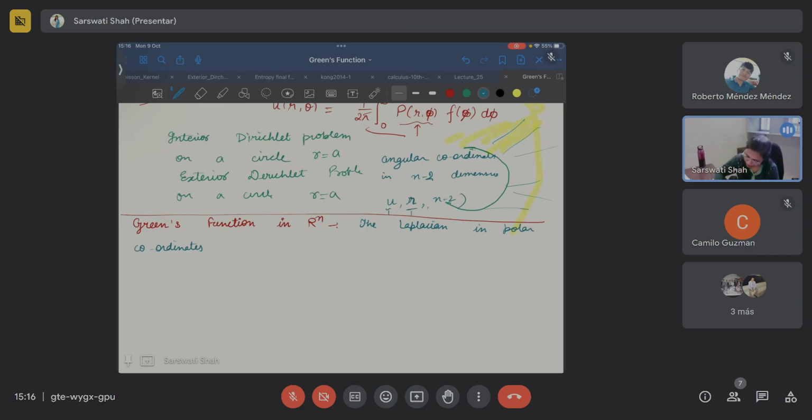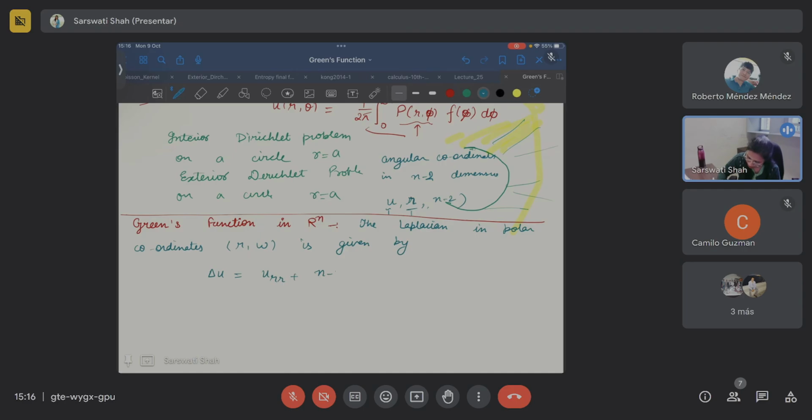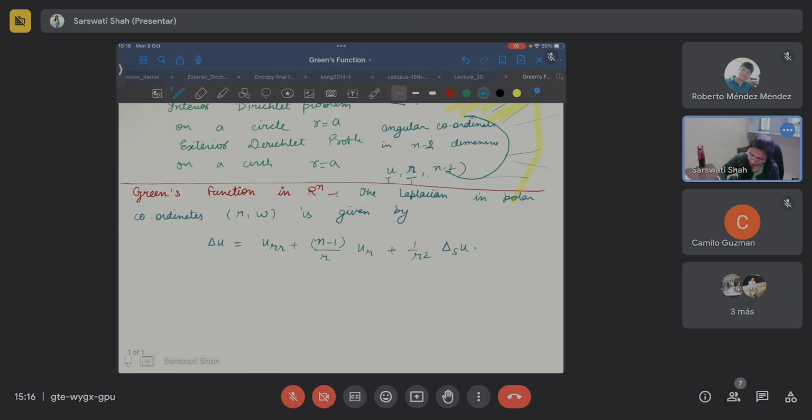So the Laplacian in polar coordinates r comma w is given by Laplacian of u equals u_rr plus (n minus 1)/r u_r plus 1 over r squared delta_S u, where the differential operator delta_S acts only on the angular coordinates w.